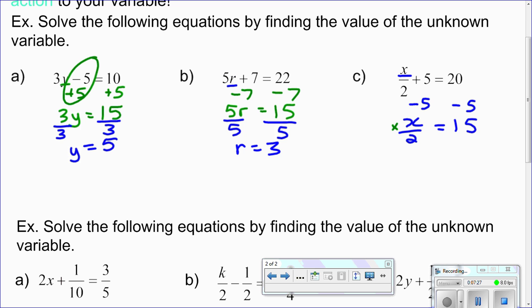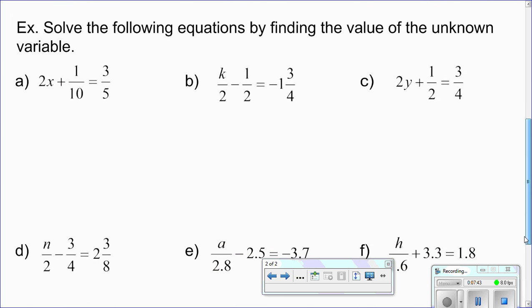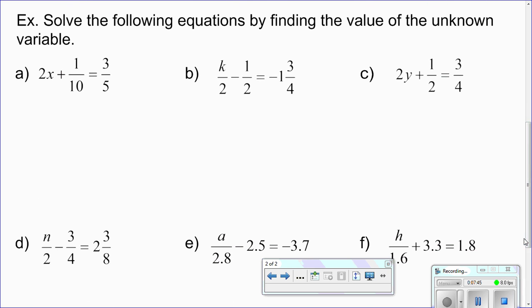Opposite of divide by 2, we're going to times both sides by 2. So x equals 30. Just quickly in my head, 30 divided by 2 is 15. 15 plus 5 is 20. So that one works. So we're doing the exact same thing here.